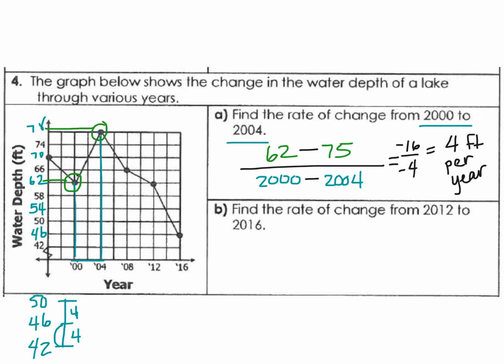And what that means, and I don't think we actually talked about what this graph means. The graph below shows the rate of change in the water depth of a lake through various years. So from the year 2000 to 2004, the lake had increased an average of 4 feet of water per year. That's what that means. All right, I'd like for you to pause the video and try part B.